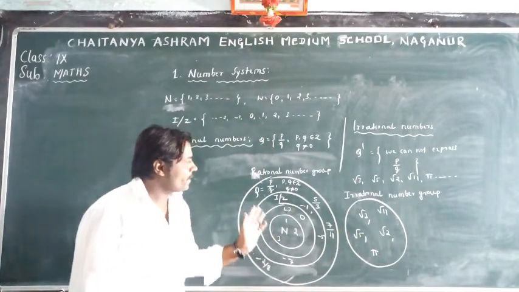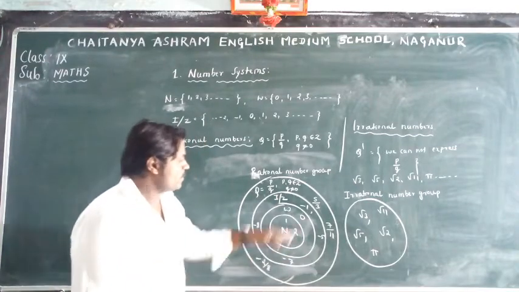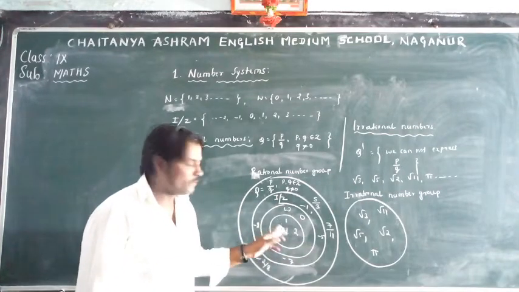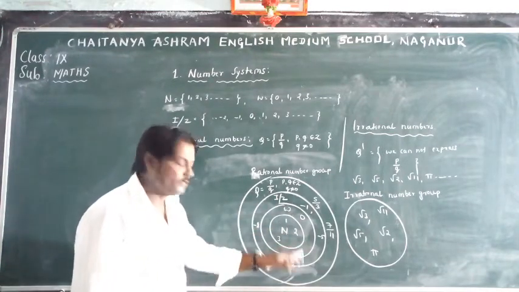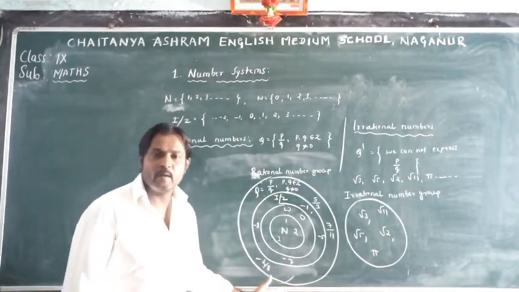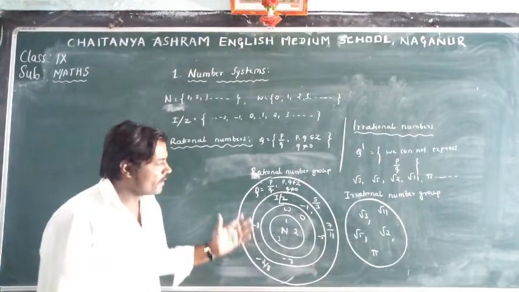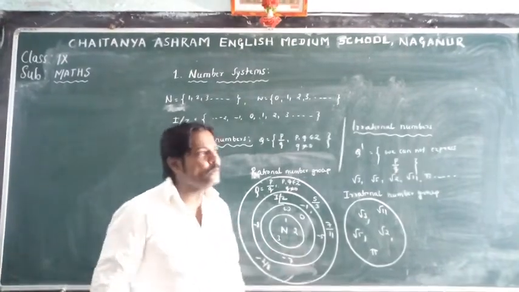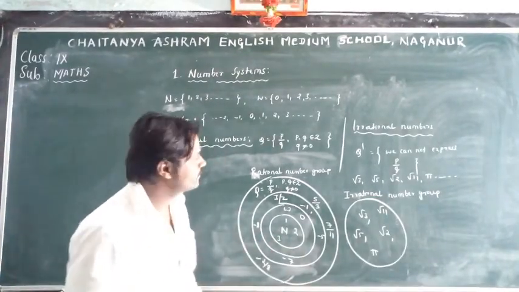So here in the rational number group, what are the numbers? Natural numbers, whole numbers, integers. These all include rational numbers. These all we can write in the form of P by Q. Understood? Clear?